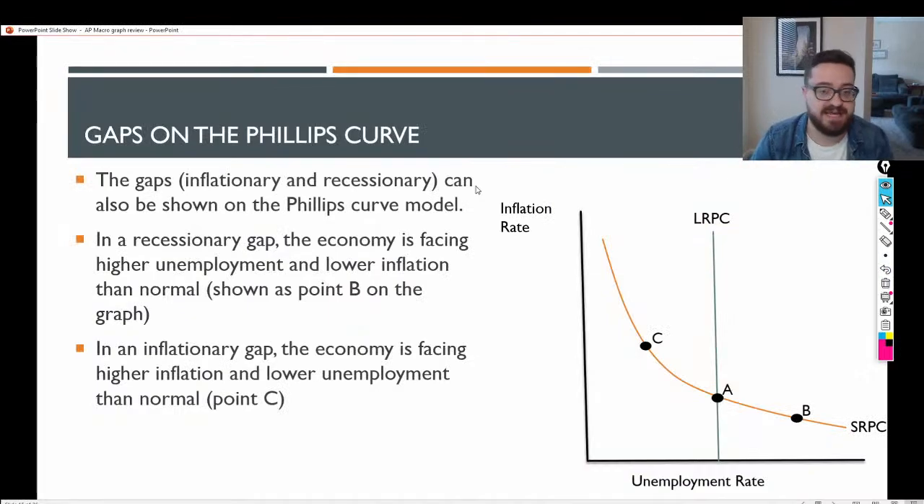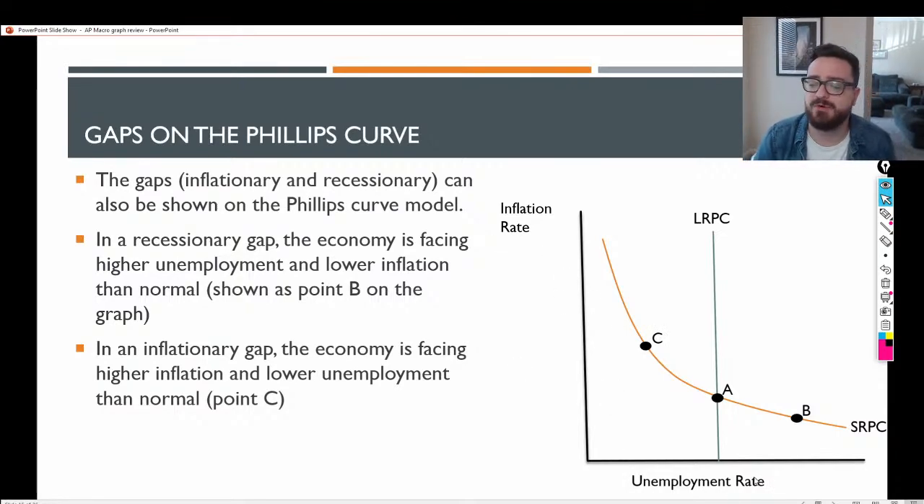Now, because LRPC is pretty much the exact same thing as the LRAS, you can also show the gaps on here: recessionary, inflationary, positive and negative. In a recession, you've got a lot of unemployment and typically lower inflation, so that would be starting here. You don't label these on your test as point B, C, or A. I'm just giving you one graph to save me time. If your point is further down the curve than LRPC, you're in a recession. If your point is further up the curve than LRPC, you're in an inflationary gap, which you shouldn't have to think that hard on because the axes give it away.